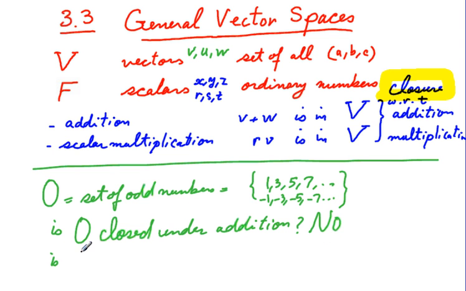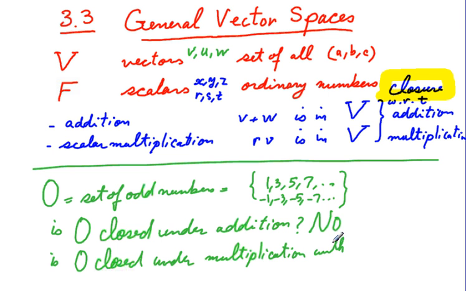Is O closed under multiplication with its own members?